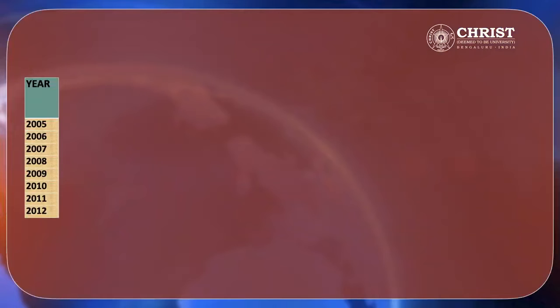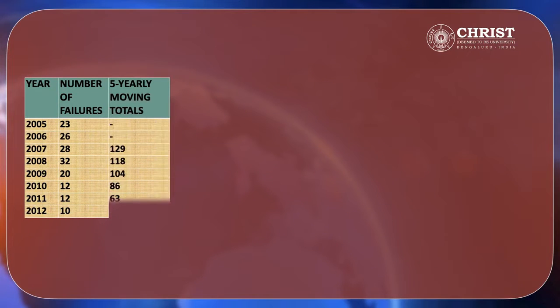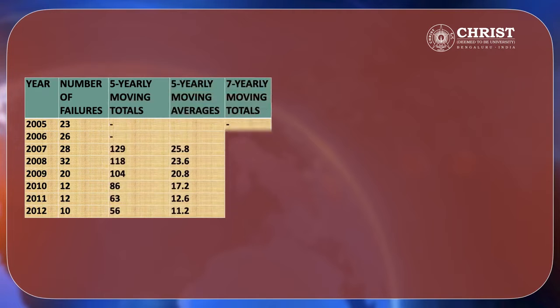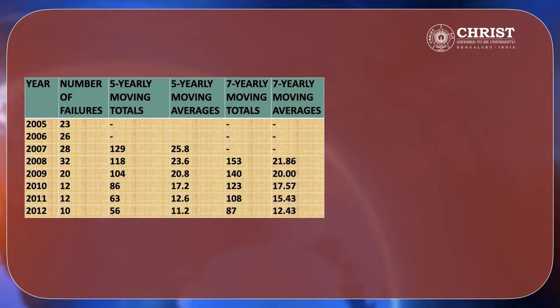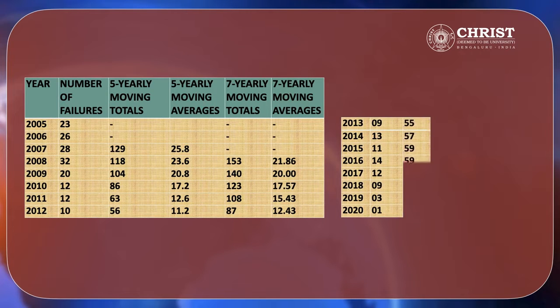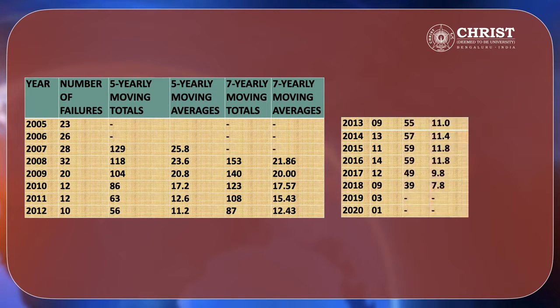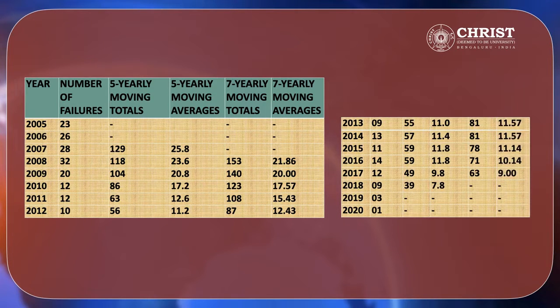Now we have to do the computation. The first column is year. The second is number of failures, as given in the question. First we are going to do the 5-year moving total. How will you do that? For 5 years, the third year is the middle year. So you take the total of the 2005, 6, 7, 8 and 9 values: 23 plus 26 plus 28 plus 32 plus 20. The total is 129, which you will write against 2007, the middle year. Similarly, for 5-year moving averages, 129 divided by 5, you will write the average against the third year, 25.8.